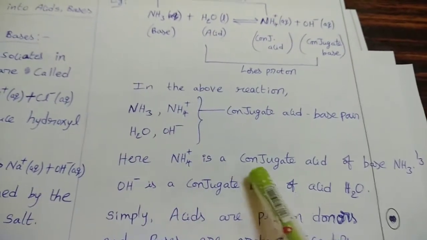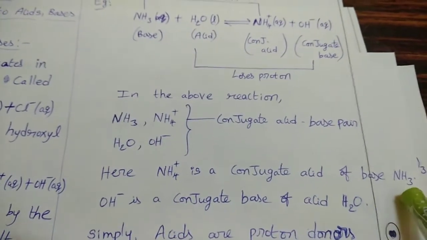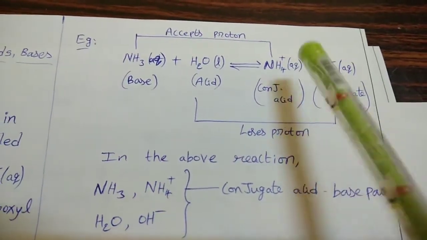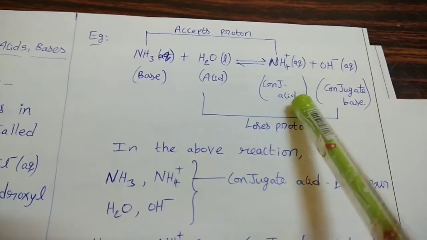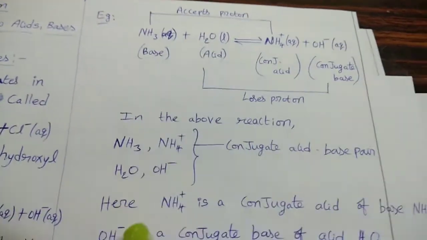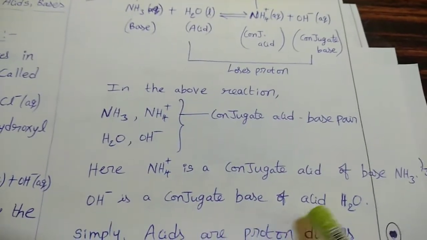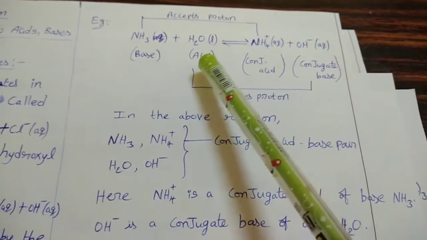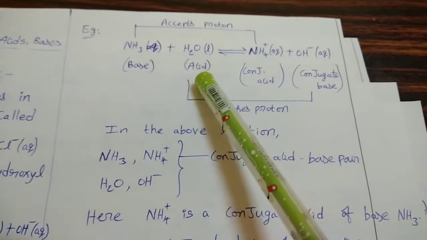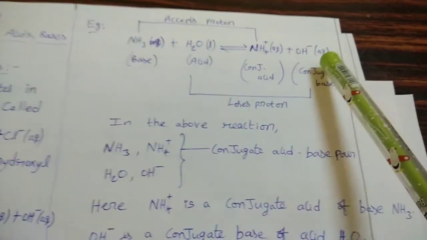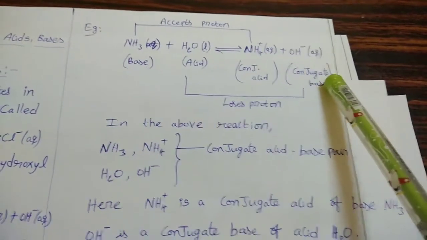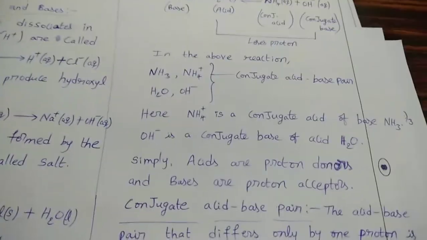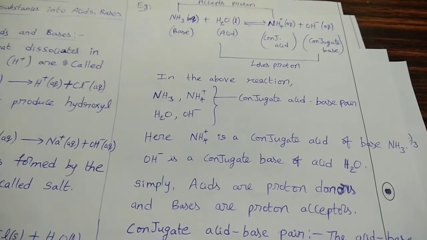See, here NH4+ is a conjugate acid of base NH3. Because NH3 by accepting proton changes to NH4+. So NH4+ is a conjugate acid. This is base. OH- is a conjugate base of acid H2O. OH- is obtained by losing proton from H2O. That means H2O donates proton, so it is acid. It is obtained from this, so it is called conjugate base. Next, simply acids and bases means acids are proton donors, bases are proton acceptors.